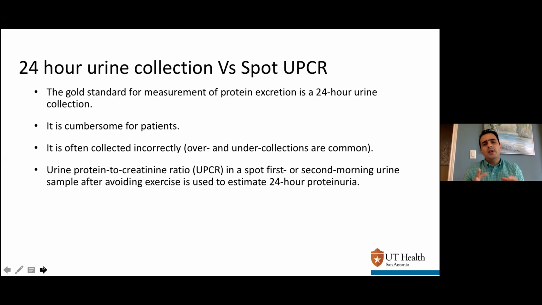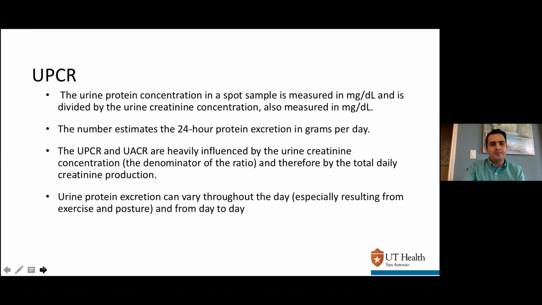So when we look at the urine protein creatinine ratio, what are we trying to estimate? We're trying to estimate the 24-hour urine proteinuria in this situation. The urine protein creatinine ratio is a spot sample measurement, where you divide proteinuria over creatinine concentration, and it gives you a number. That number is an estimate of how much proteinuria this patient is going to be excreting in 24 hours.